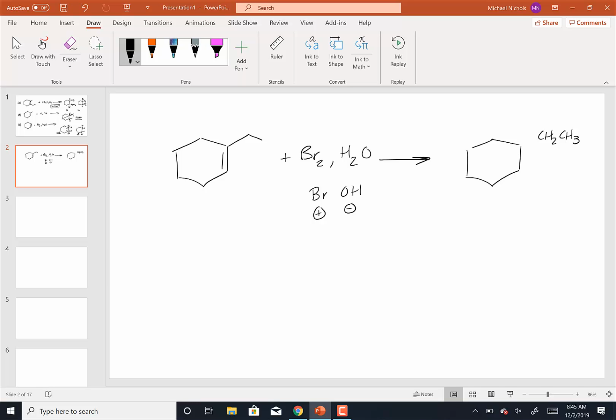So Markovnikov's rule would say, let's add the electrophile to the carbon with the most hydrogens in the double bond. Which one would that be? That would be the bottom one. So I would add the Br to the bottom carbon, and I would add the OH to the top carbon. So this one would be Markovnikov.